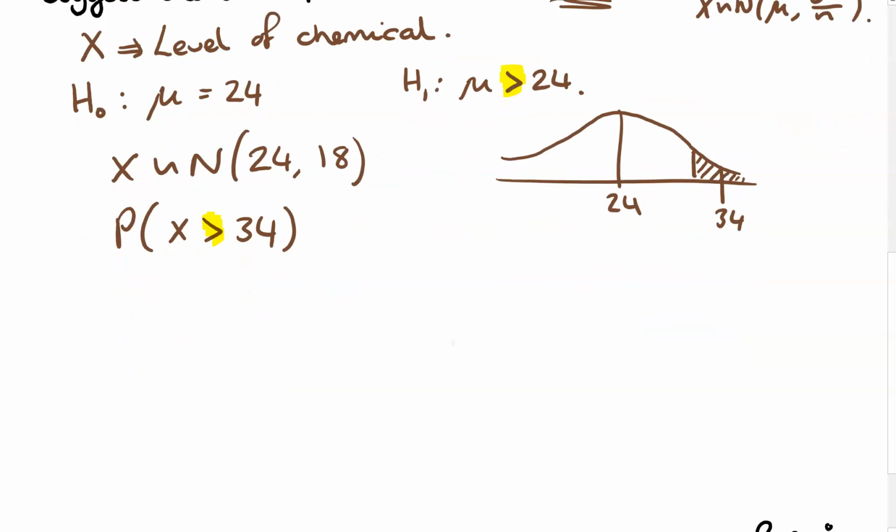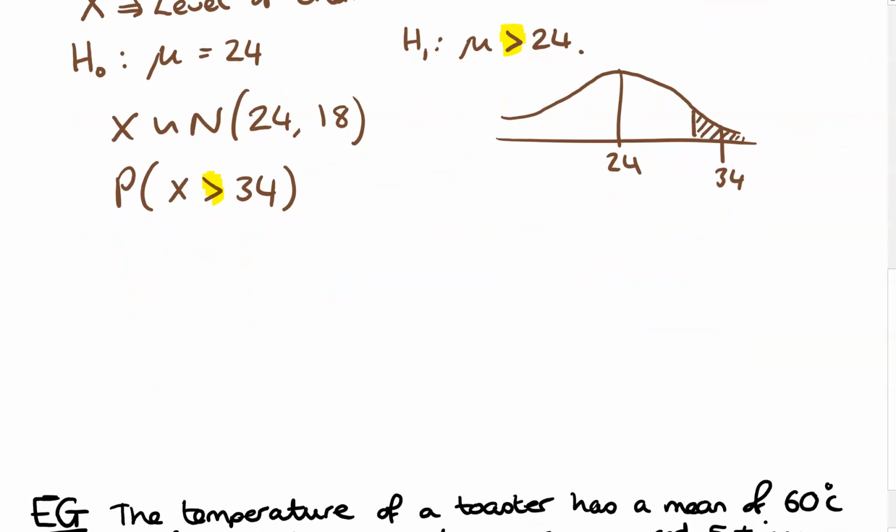Right, so you're going to need your inbuilt calculator functions for that. You should go to normal CD or normal CDF, depending on which calculator you have. You set your mean to be 24, you set X to be 34, and you set the sigma to be root 18. And what your calculator will do is actually it will do less than or equal to your test number.